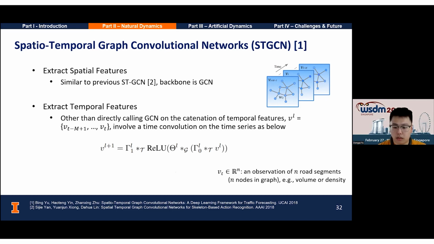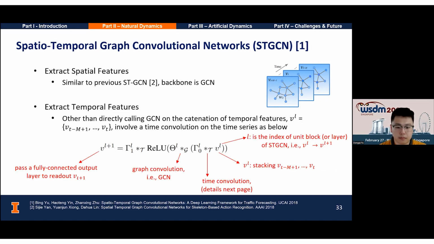Then let's decompose this equation and figure out how the time convolution works. Let's disentangle this equation from the right-hand side to the left-hand side. The first term we are looking at is VL. VL is the stacking of VT minus M plus 1 until VT. And L here means the index of the unit block or the layer of the ST-GCN model, which means we are getting the VL plus 1 from the VL.